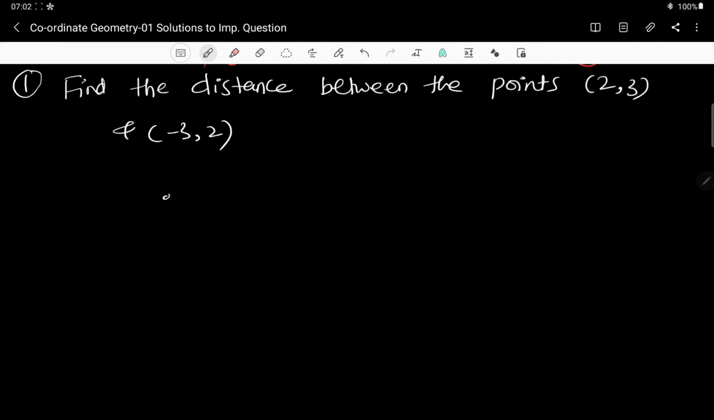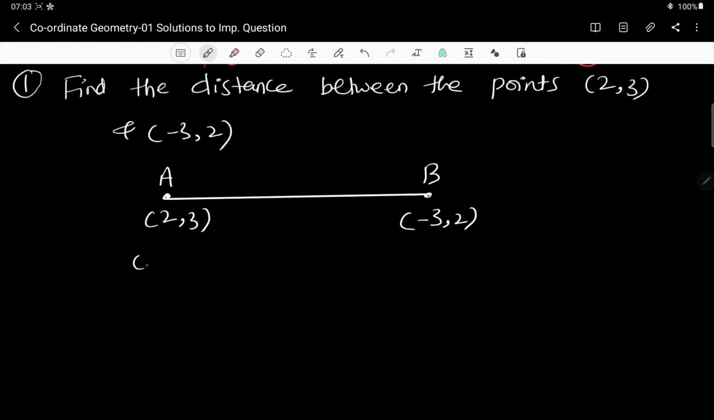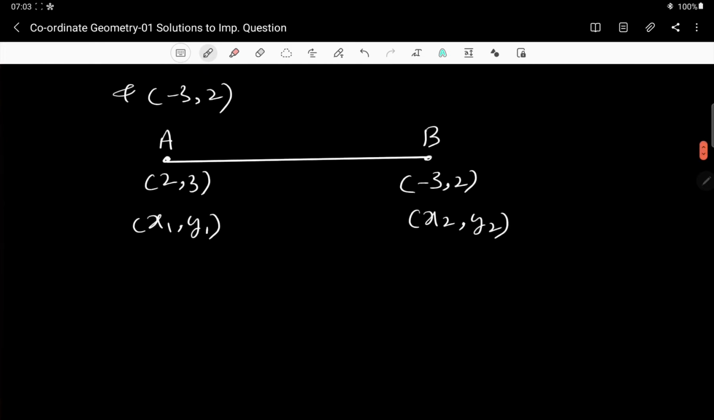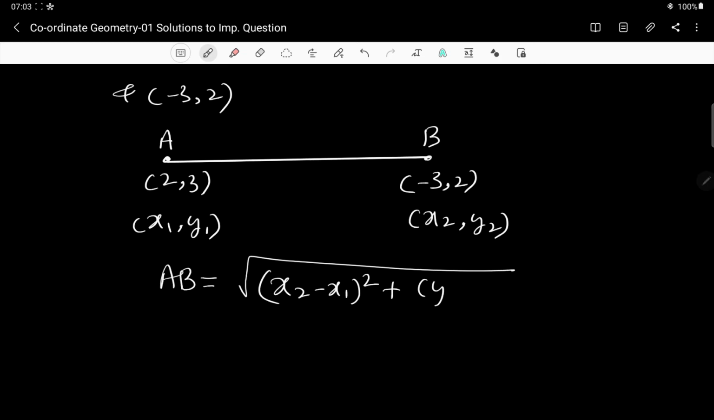All right, this is quite a simple question. Let me call this point A, and this is having coordinates 2, 3, and let me take one more point B here. The coordinates of this is minus 3, 2. Let me call it x1, y1, and this one x2, y2. All right, you know the distance formula, right? So AB is equal to under root x2 minus x1 whole square plus y2 minus y1 whole square.